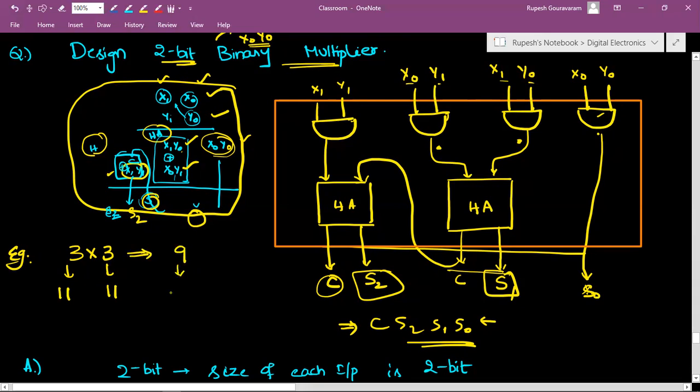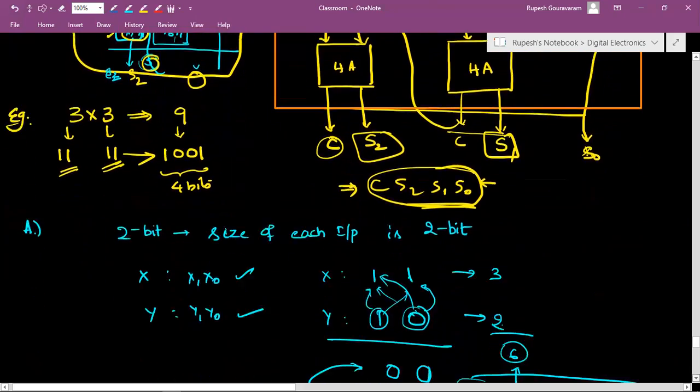How is 9 represented in binary form? It is represented as 1 0 0 1. That means using 4 bits. So we have supplied 2 bits here and 2 bits here, and we got 4 bits here. Okay, so this is verified. 4 bits we are getting, that is verified. So that's how we solve this particular question. It's completed now.